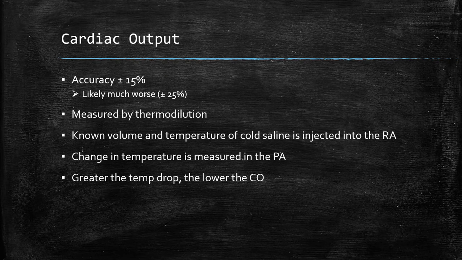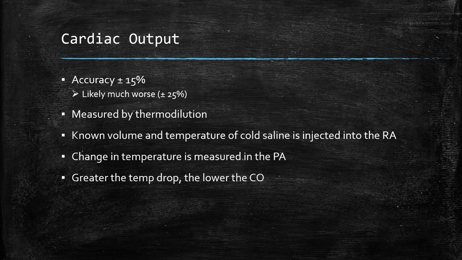The other common hemodynamic parameter obtained from the pulmonary artery catheter is cardiac output. When this catheter was first introduced, the cardiac output was stated to have an accuracy of plus or minus 15%. However, these initial results have never been reproduced, and it's likely that the accuracy is much worse than this. The cardiac output is measured by thermodilution.